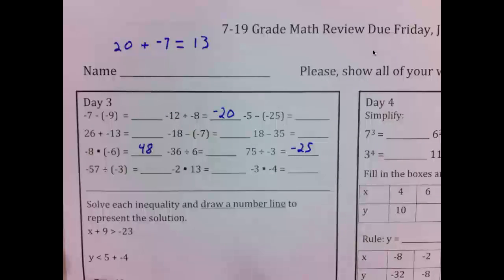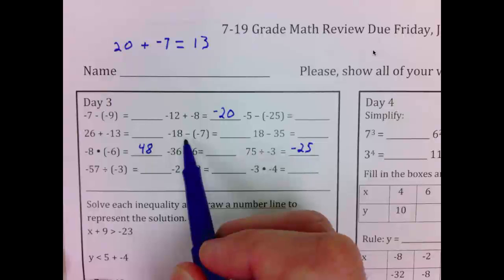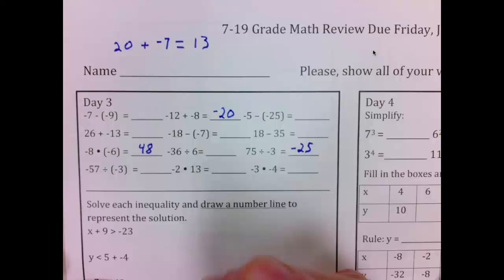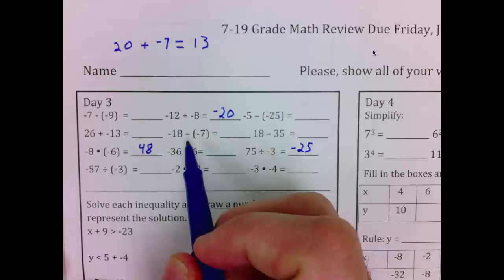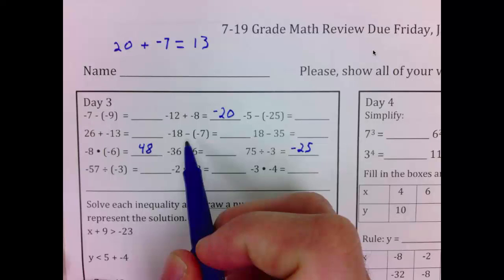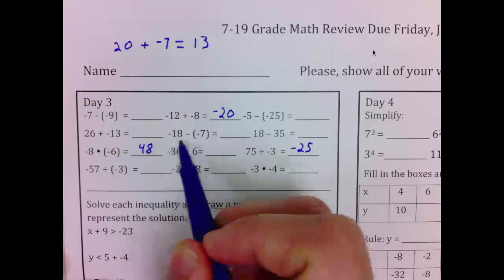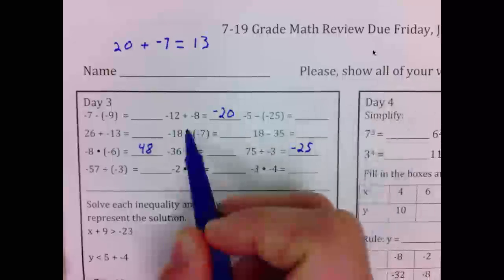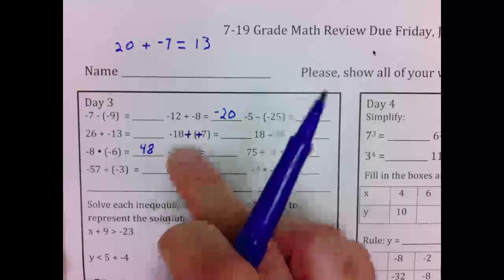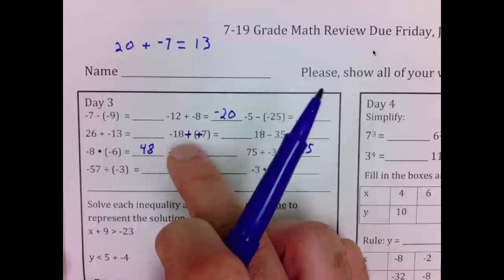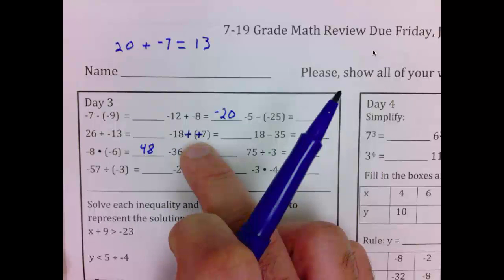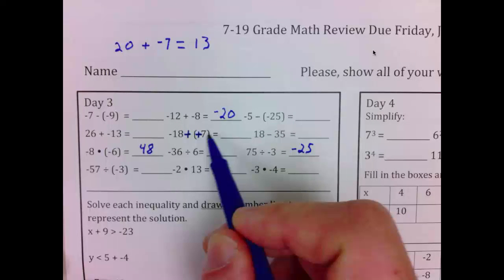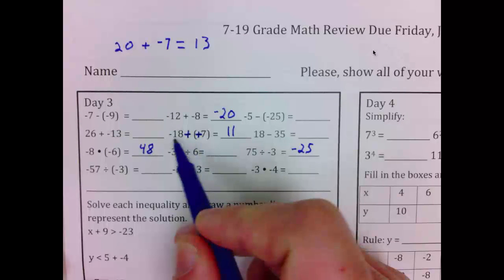Now, if we have a subtraction in between, we must get an addition in between and then use the addition rules we just mentioned. And we do that by keep, change, change. Keep the first number the same, change the subtraction to an addition, and change the sign of the term behind the subtraction. So negative 18 minus negative 7 is the same as negative 18 plus positive 7. So again, we're going to subtract the absolute values. 18 minus 7 is 11. And since there are more negatives, we will keep that.